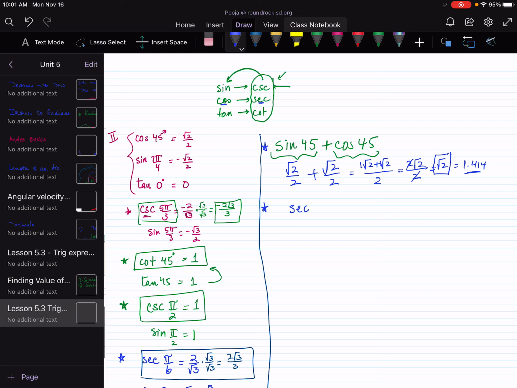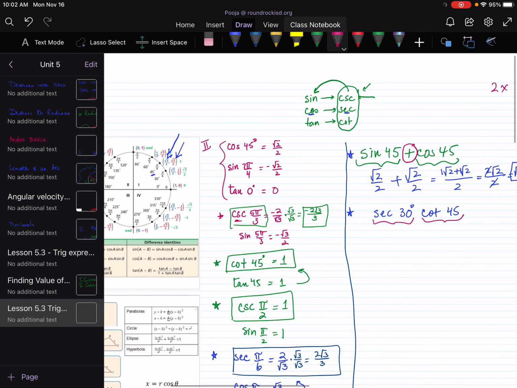Okay, another example. Let's say we have secant of 30 degrees and cotangent of 45. Now wait and understand this. This one was addition. This one, because there's just no sign in between the two, it's automatically multiplication. Okay, keep that in mind. Just like let's say we have 2x. 2x basically means 2 times x, right? We just don't really write that operation. So let's go ahead and find secant of 30, then find cotangent of 45, and multiply them.